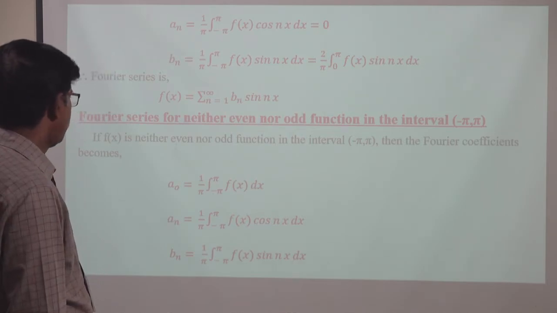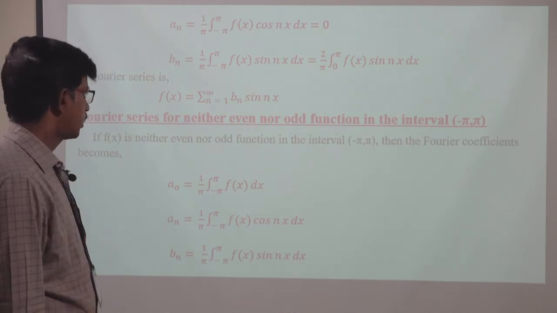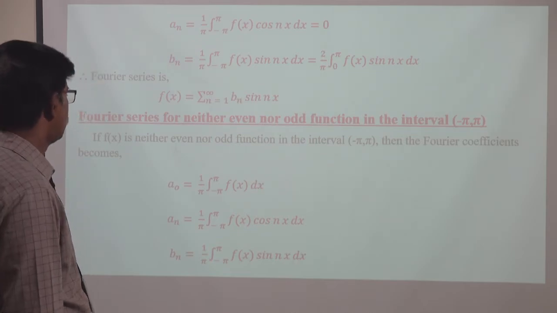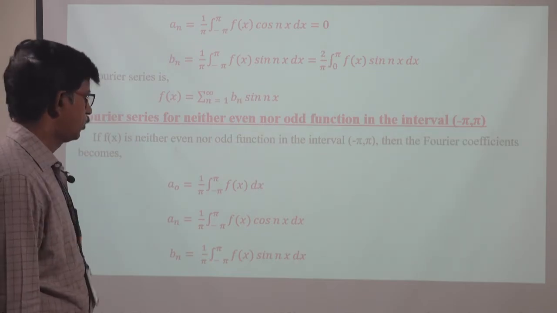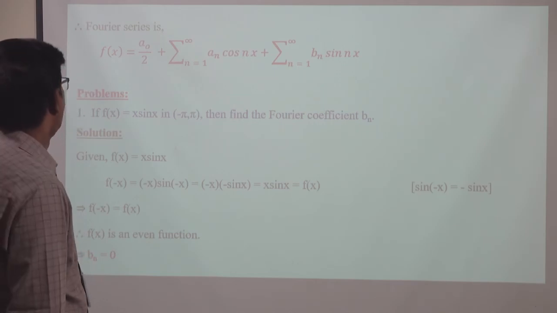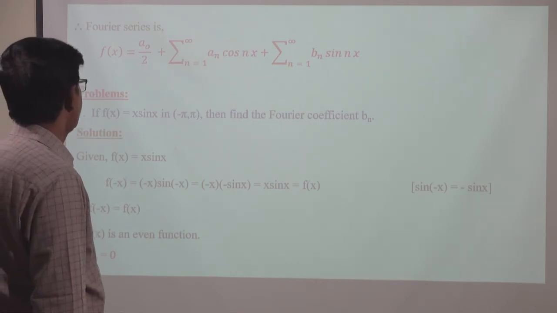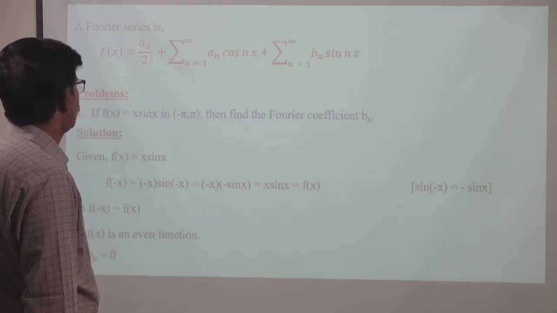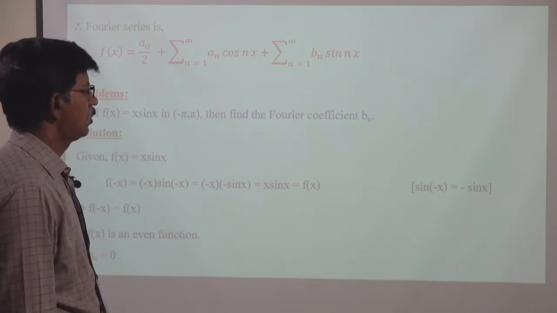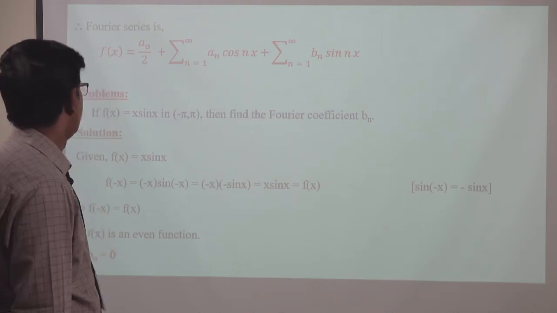an is equal to 1 by pi integral minus pi to plus pi f of x into cos n x into dx, and bn will be equal to 1 by pi integral minus pi to plus pi f of x into sin n x into dx. Therefore, in this case, Fourier series is f of x equal to a naught by 2 plus summation n equal to 1 to infinity an cos n x plus summation n equal to 1 to infinity bn into sin n x.